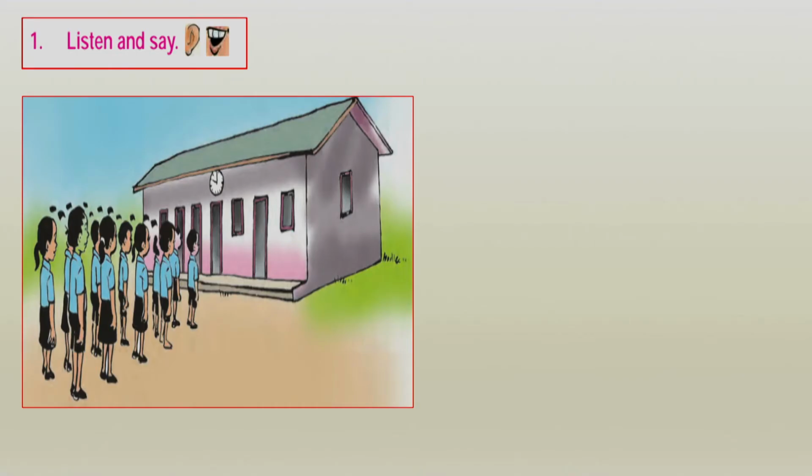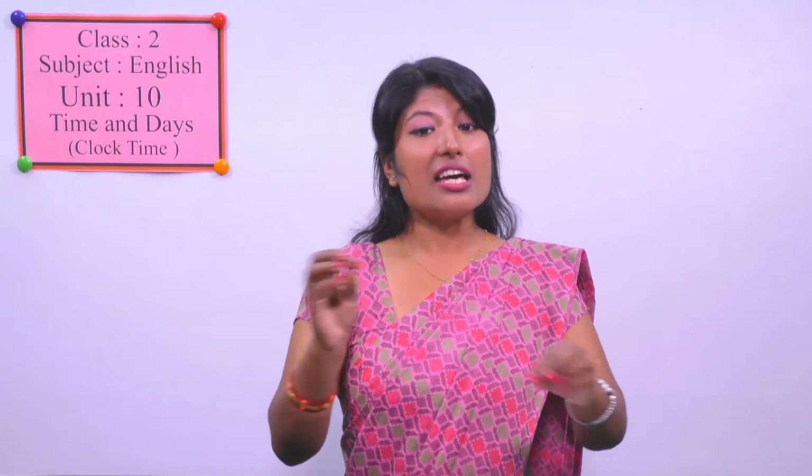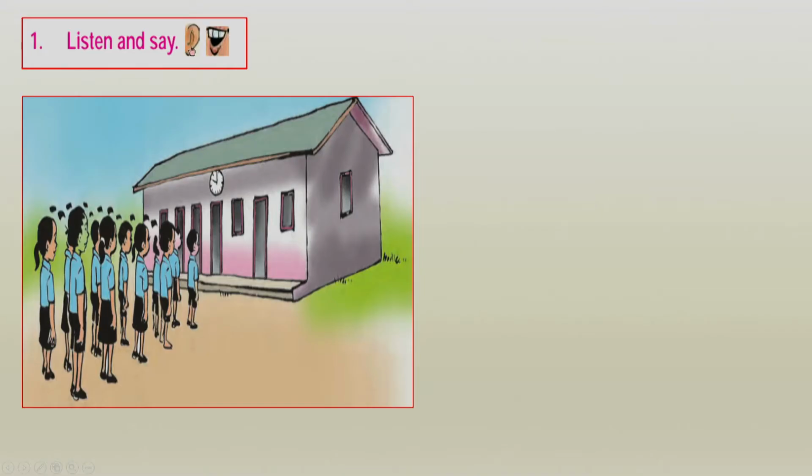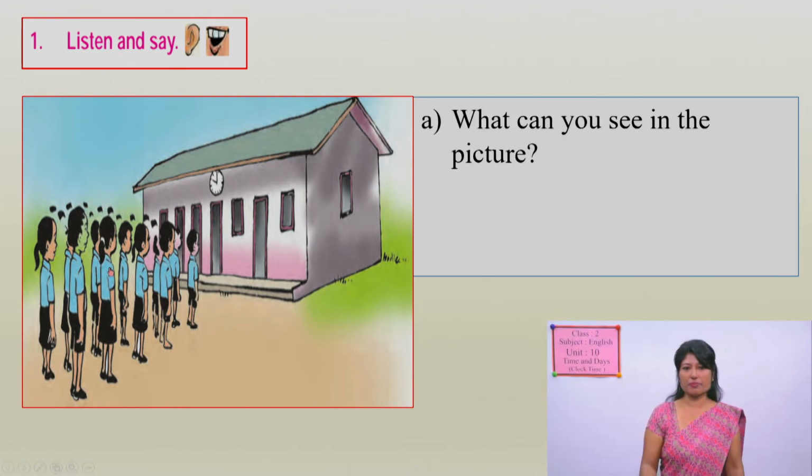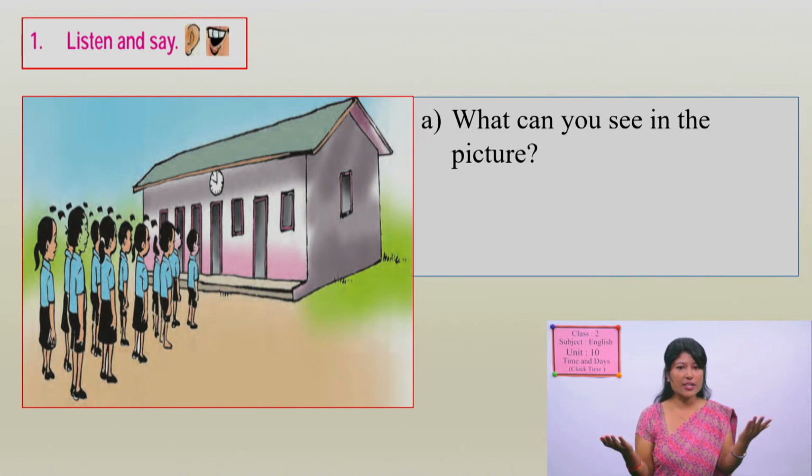Before that, we have some activities in our book related to time. Listen and say. I'm going to ask you some questions about this picture. Look at the picture carefully and tell me what you can see in the picture. Come on, tell me fast. One person can say one thing. What can you see in the picture?